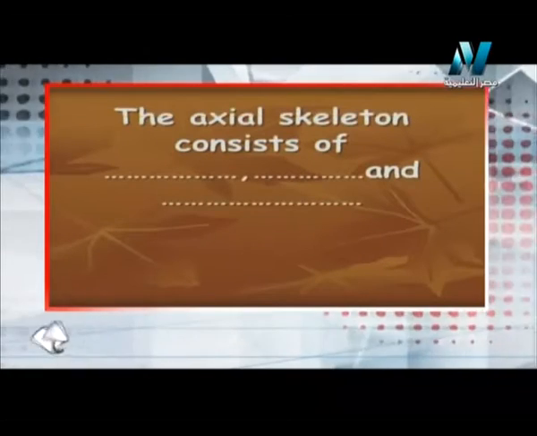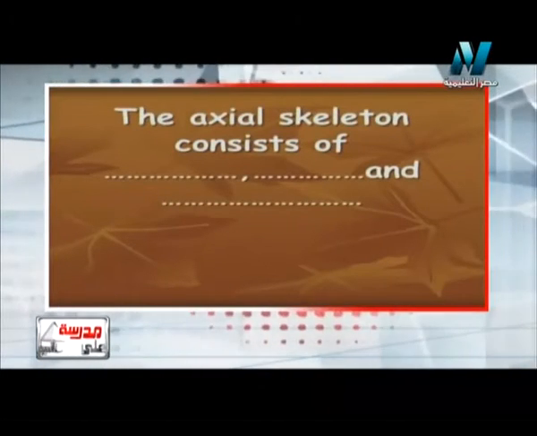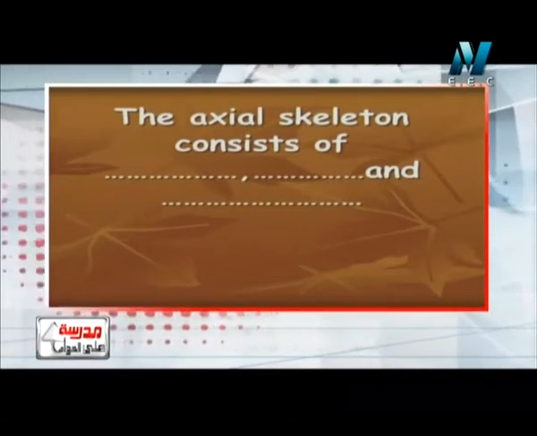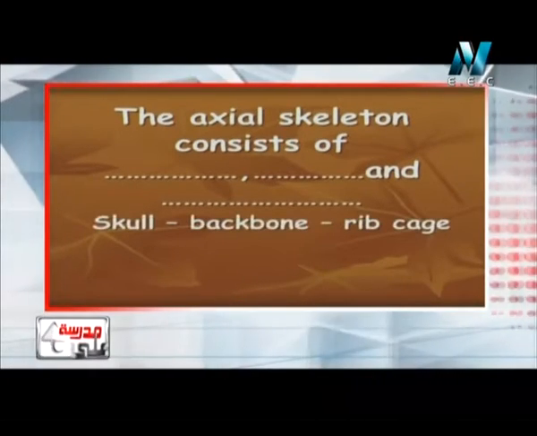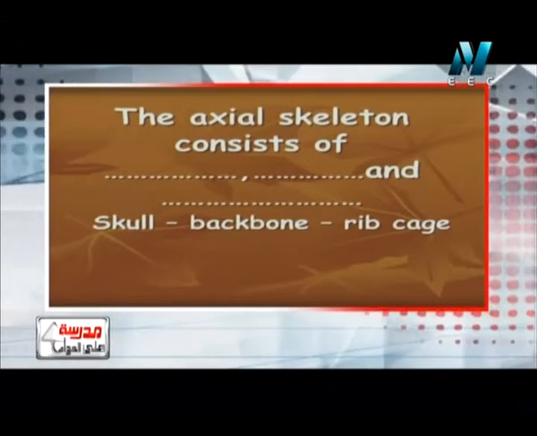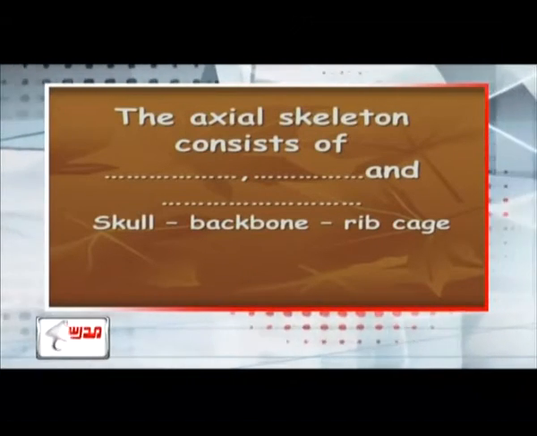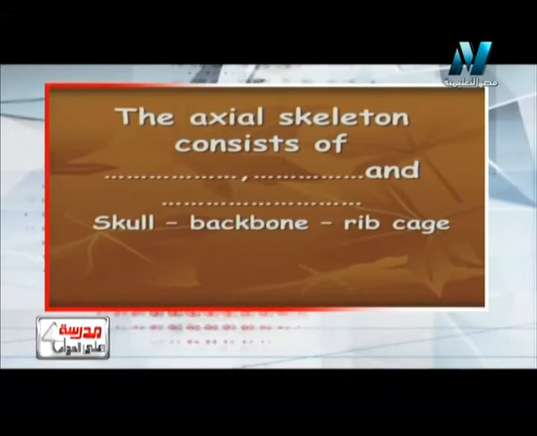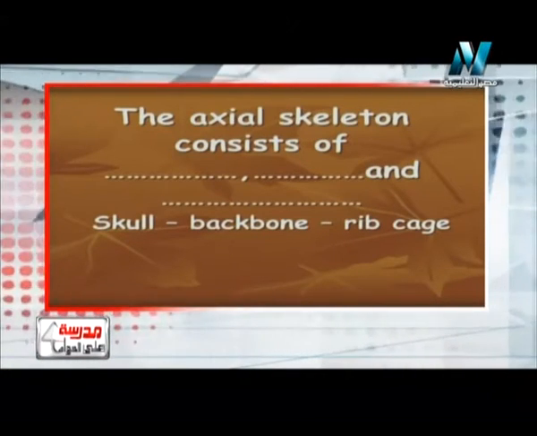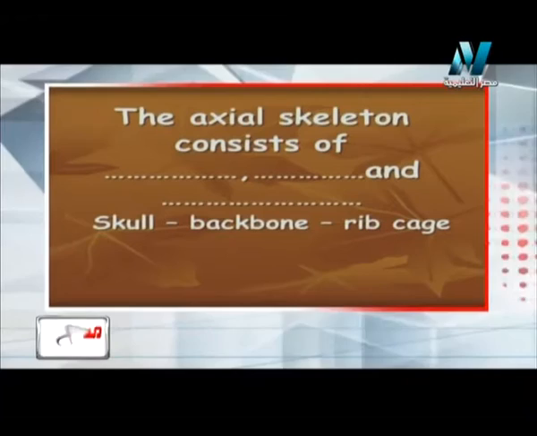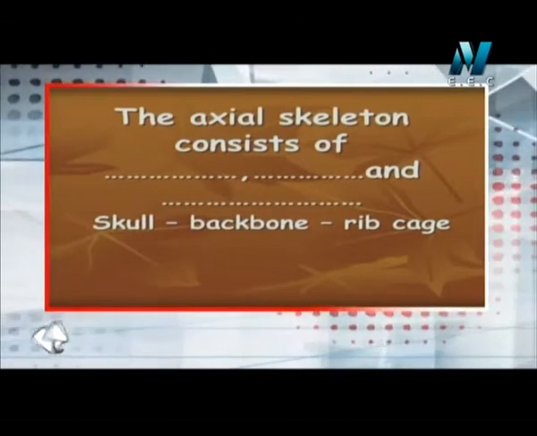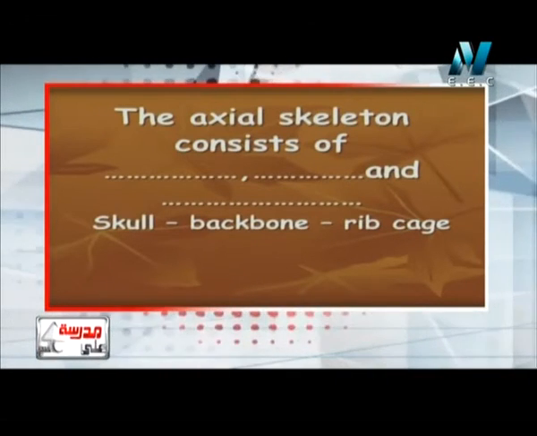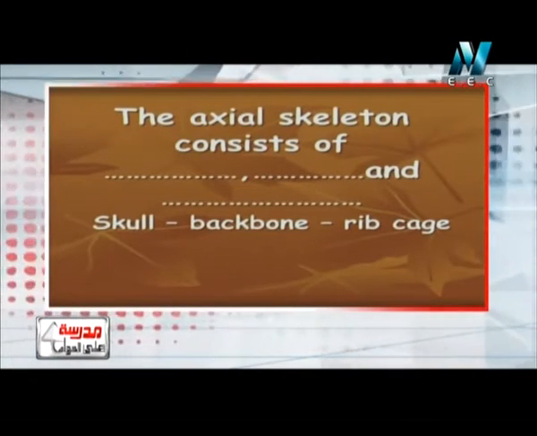Another question. The axial skeleton consists of point, point, and point. I think we know the axial skeleton consists of three parts, which are the skull, the backbone, and at last the rib cage. Again, the axial skeleton, which is a part of the skeleton of the body, consists of the skull, the backbone, and the rib cage.